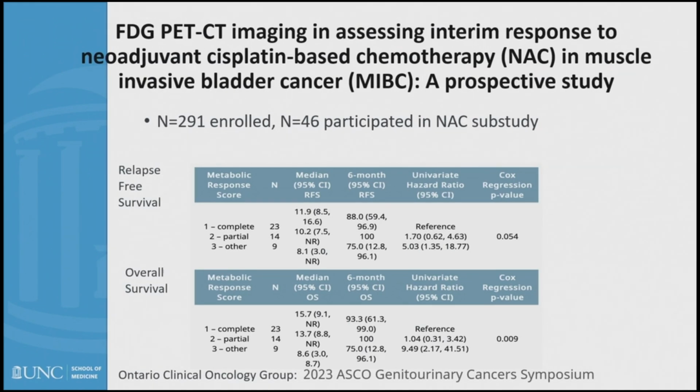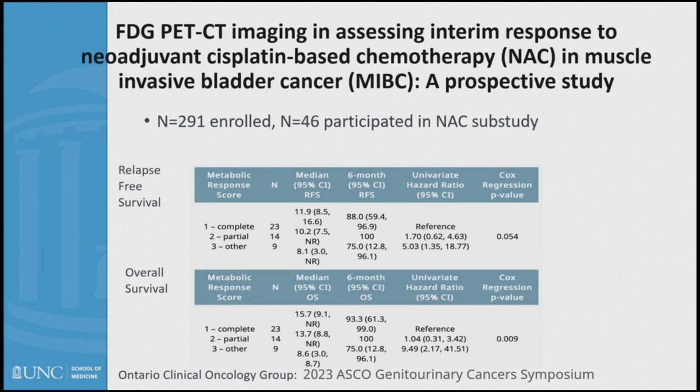And they looked at specifically FDG imaging in response to cisplatin-based neoadjuvant chemotherapy. They had 291 patients so far enrolled in their study, of which 46 participated in this sub-study, which was only those patients that got neoadjuvant chemotherapy.